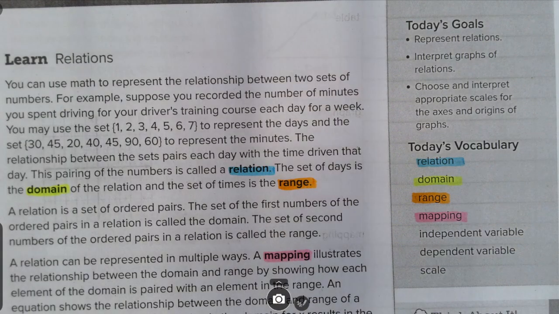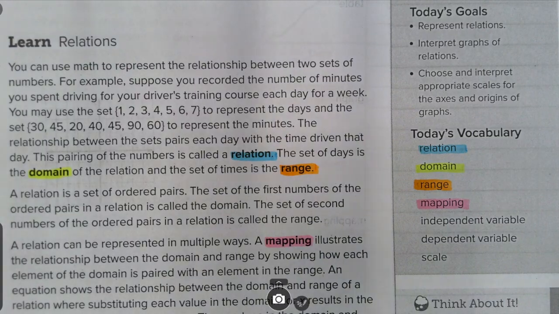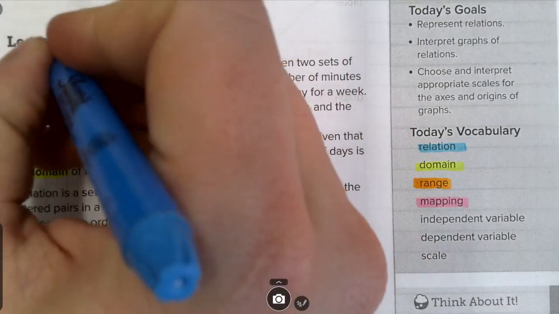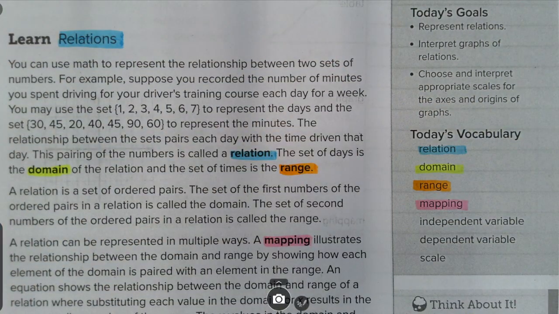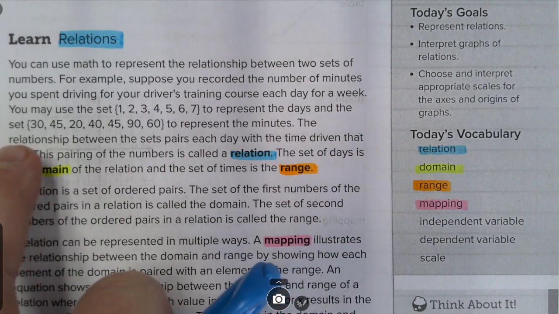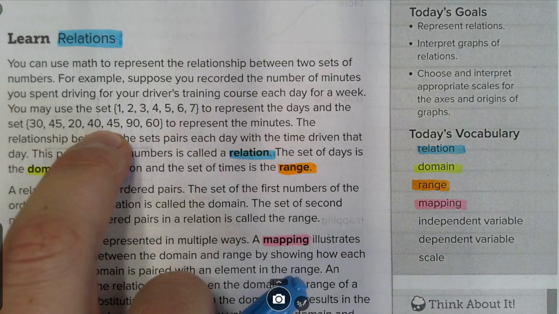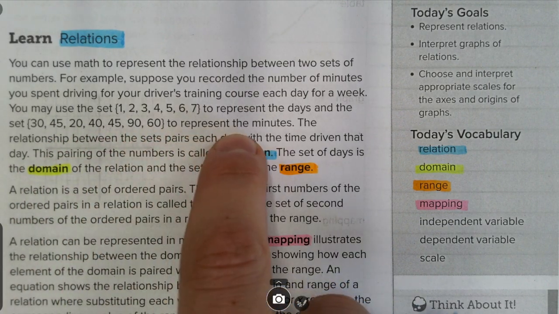First section we're going to talk about deals with relations, domain, range, and mapping. Learning about relations. These are mathematical relations we're talking about. You can use math to represent the relationship between two sets of numbers. For example, suppose you recorded the number of minutes you spent driving from your driver's training course each day for a week. You may use the set 1, 2, 3, 4, 5, 6, 7 to represent the days and the relation. And the set 30, 45, 20, 40, 45, 90, 60 to represent the minutes.